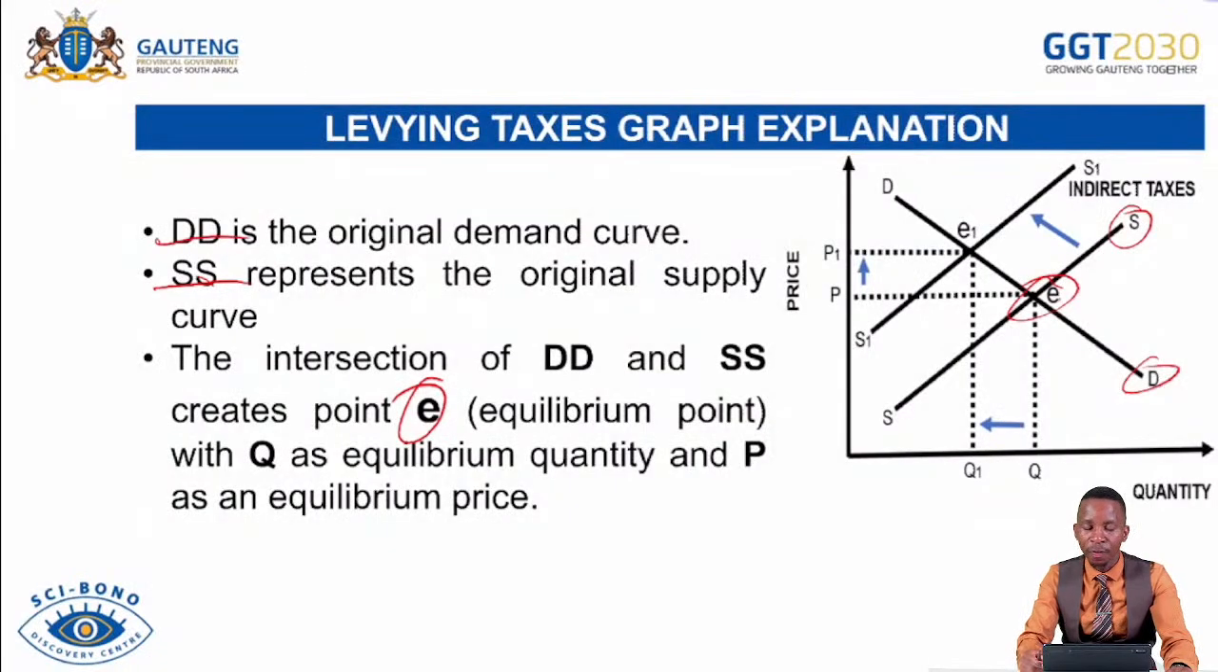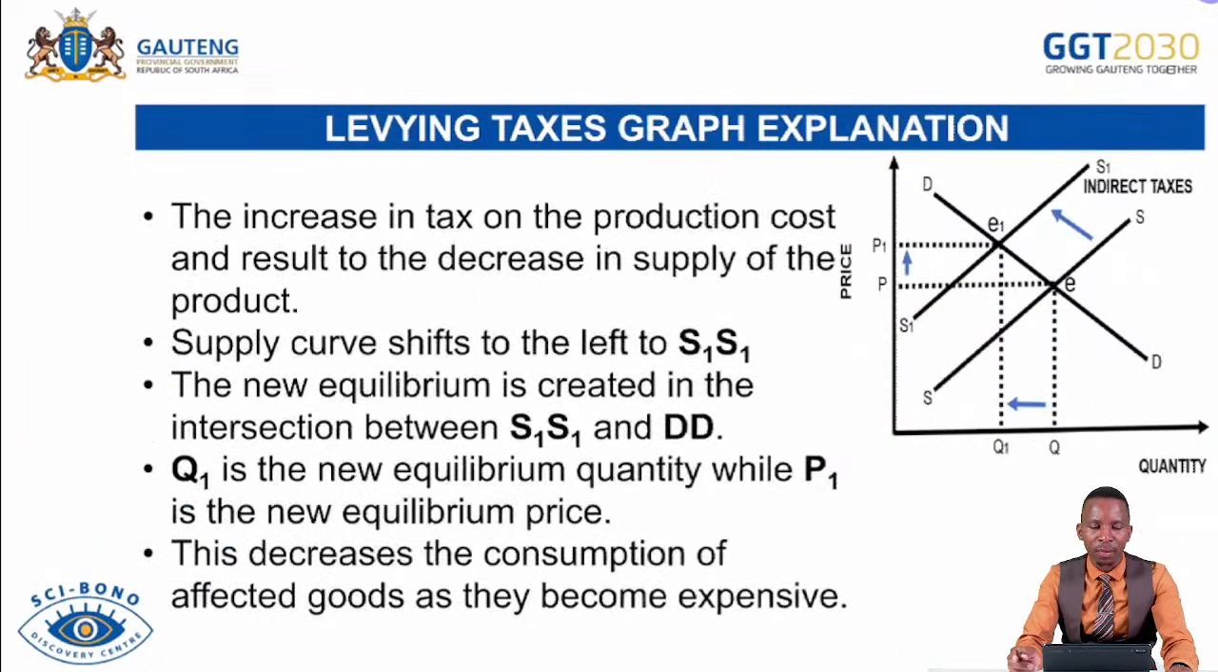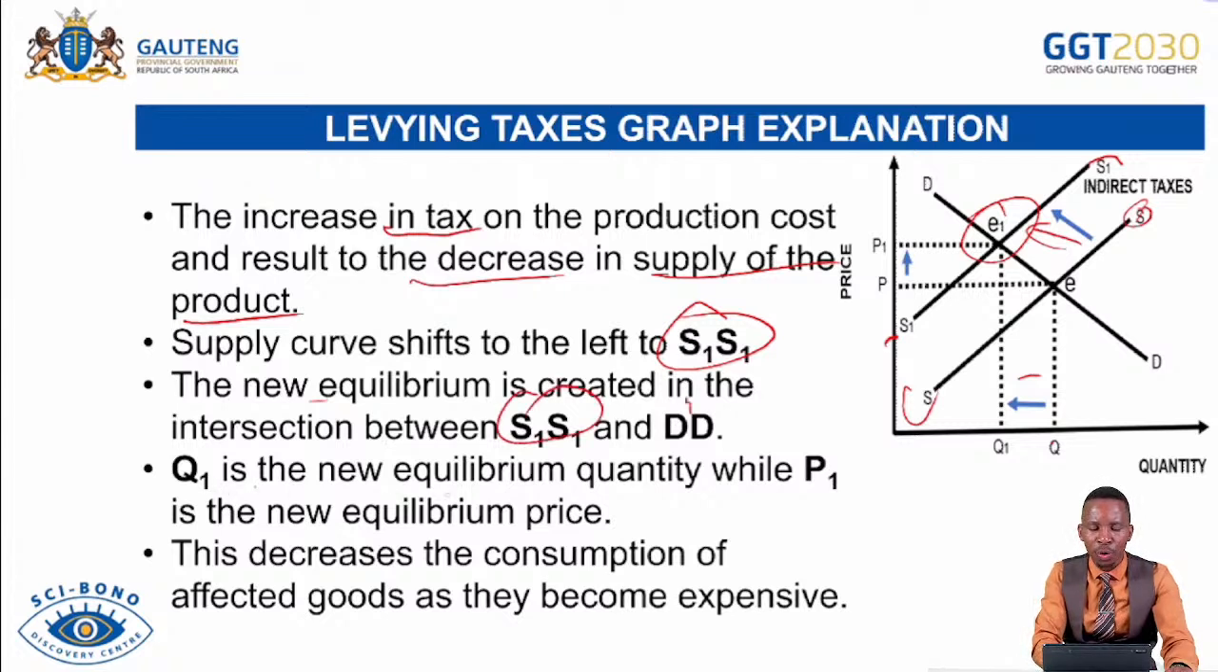So we continue with the effect of indirect taxes. The increase in tax raises the production cost and results in a decrease in supply for this particular product. So the supply is declining from S to S1 as the quantity supplied declines from Q to Q1. The supply curve shifts to the left from S to S1. The new equilibrium is created, which is E1, at the intersection of S1 and DD. Q1 is the new equilibrium quantity, while P1 is the new equilibrium price. We can see Q1 here and P1 there, meaning the price is increasing.